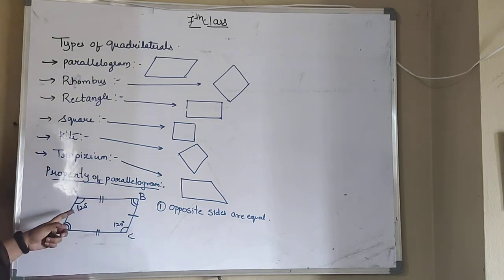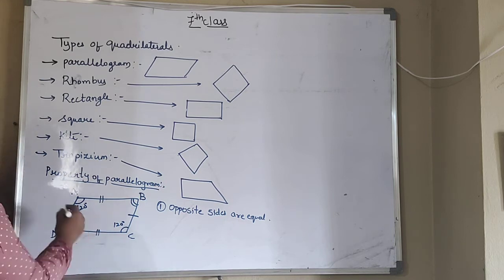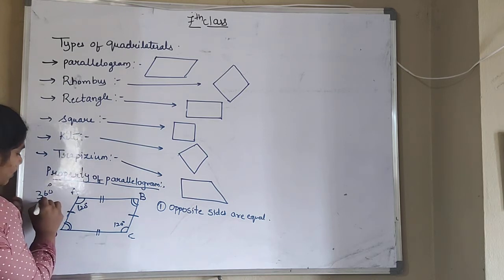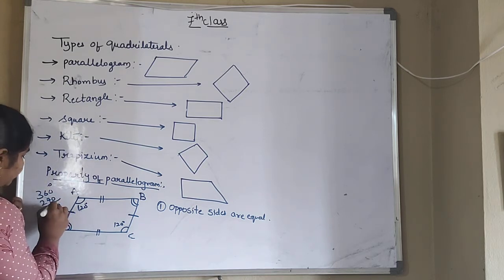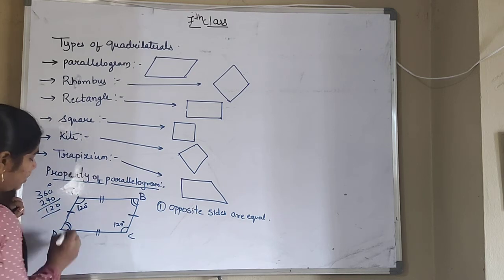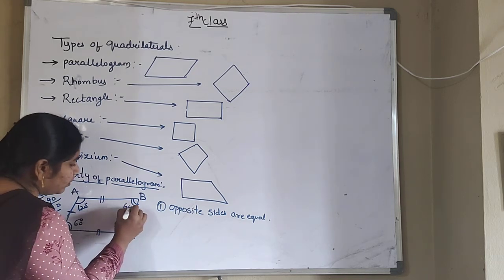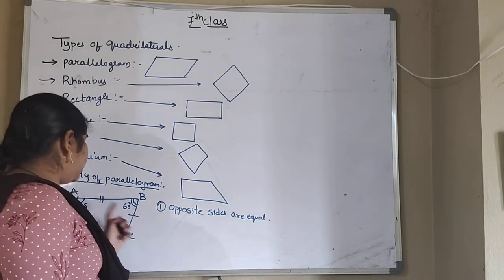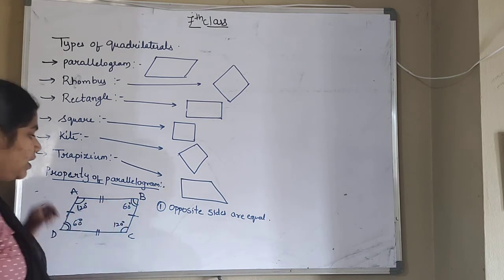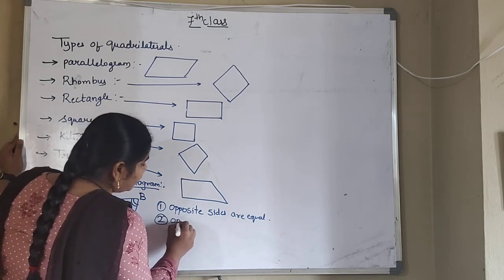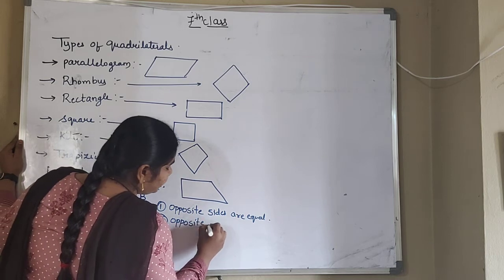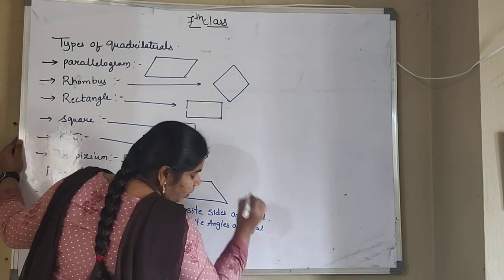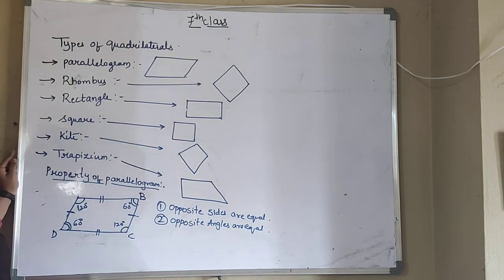And what is the other part here? 120 plus 120 is 240. The total sum of the angles of a quadrilateral is 360. So 360 minus 240 is how much? That will be 120 degrees. So if it is 60 degrees, here also it will be 60. So in this parallelogram, opposite sides will be equal and opposite angles will be equal. So what is the second property? Opposite angles are equal.